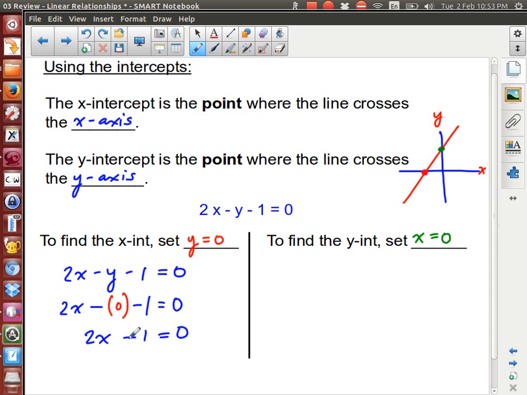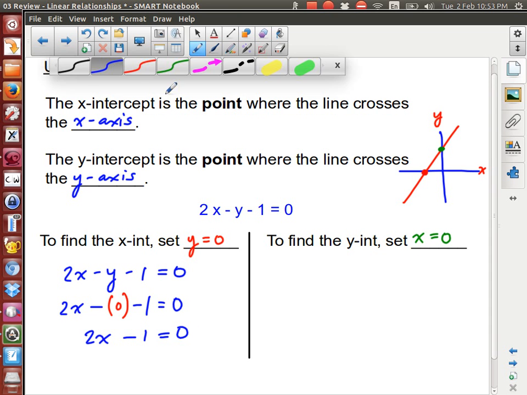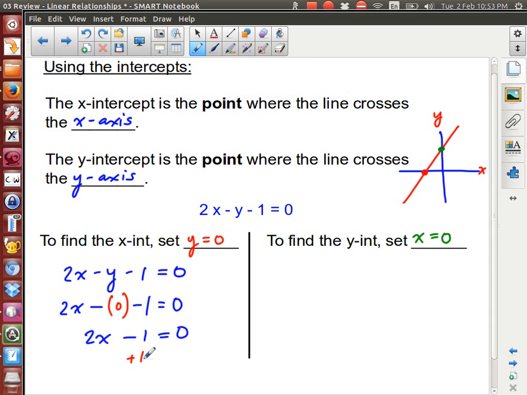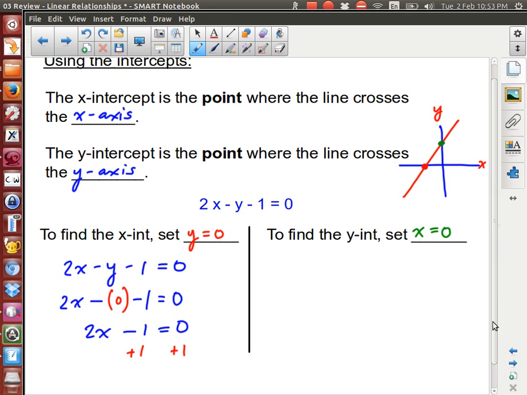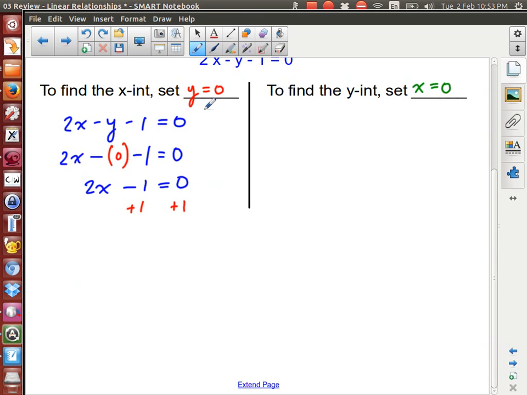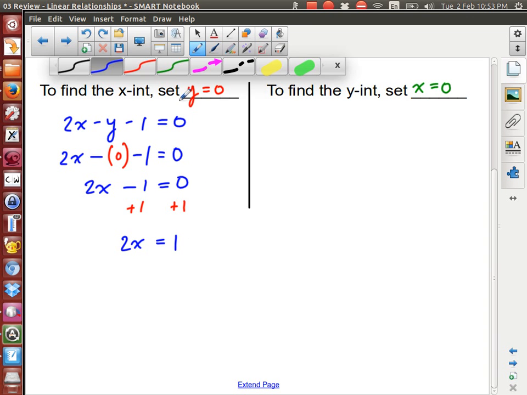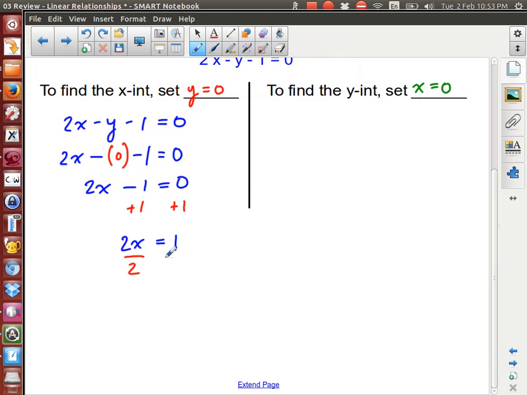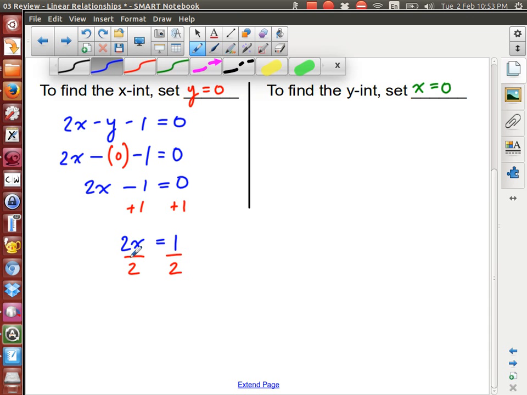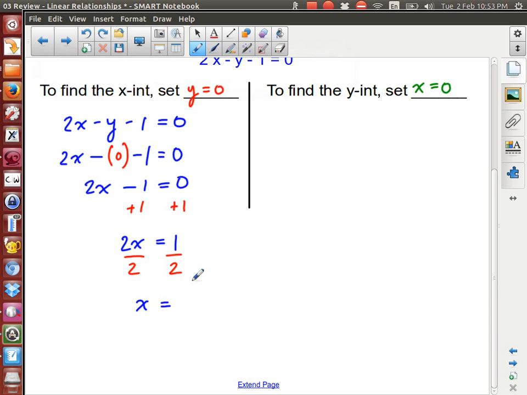Now I'm going to take that negative 1, I'm going to move it over to the right side. The way I do that is I add 1 to both sides. And when I do that, I end up with 2x all by itself, and 0 plus 1 is 1. And now to get the x by itself, I'm going to divide both sides by 2. The reason I divided by 2 is 2 divided by 2 is equal to 1. That leaves me just 1x there and 1 over 2, we're going to leave that in fraction form, and we end up with our x-intercept is equal to 1/2.